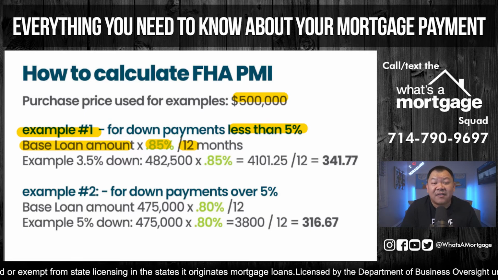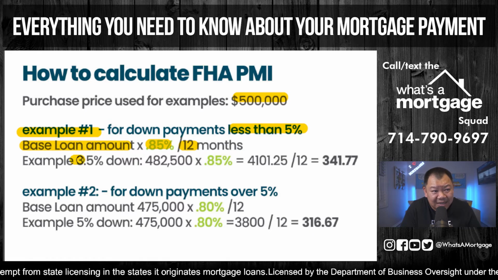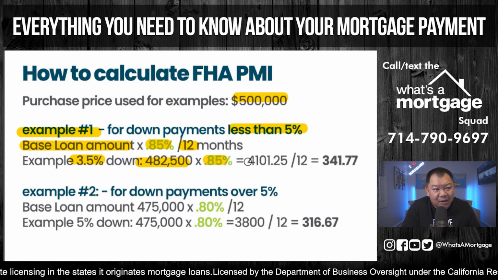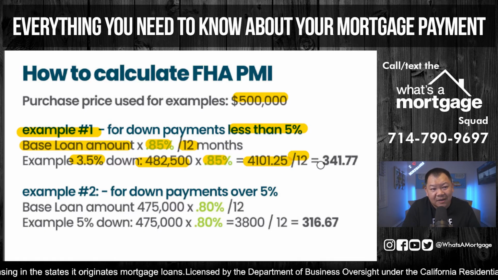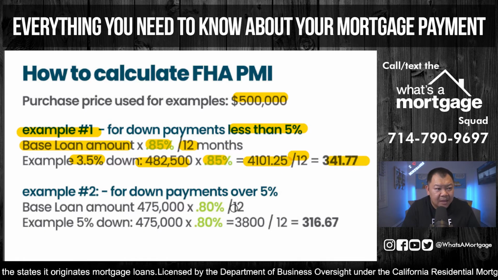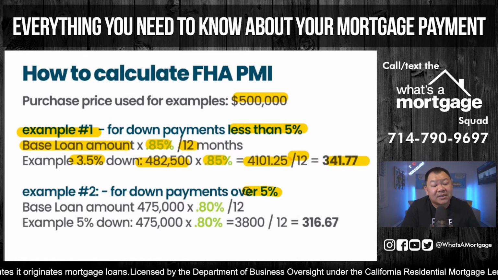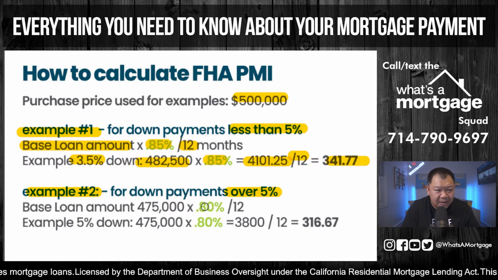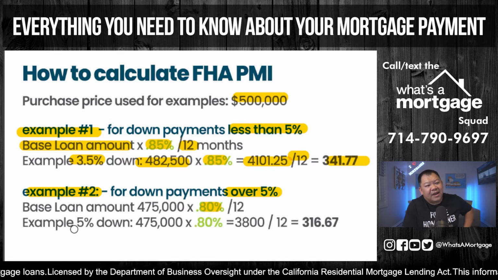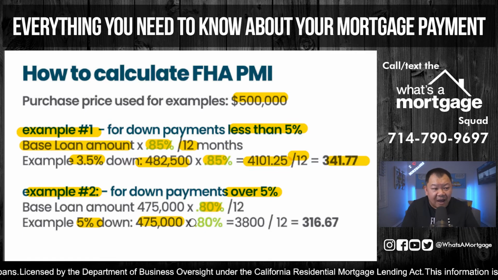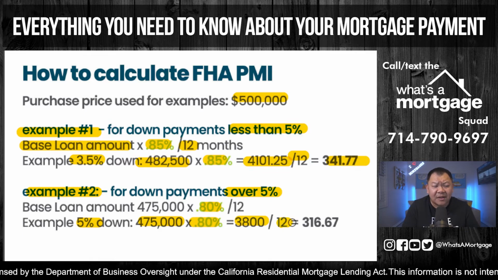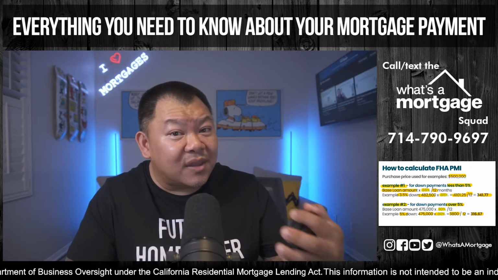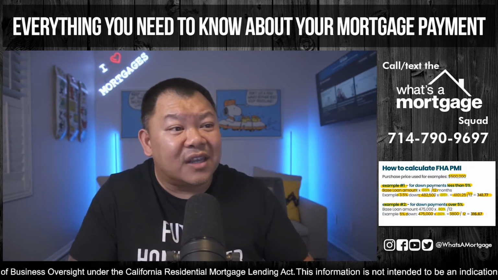So let's say on that $500,000 home, you go 3.5% down. The loan amount would be $482,500. Times 0.85 would be 4,100, divided by 12 is $341 a month. If you're doing more than 5% down on an FHA loan, the monthly PMI rate is 0.80. So here's an example. 500 grand, 5% down would be 475, times 0.80, 3,800 divided by 12, $316. So now we know how to calculate the FHA PMI. It's important that you know that. We're going to show you something in a second to make your life even a little bit easier.